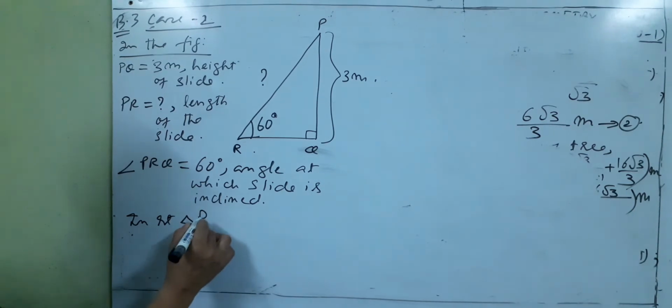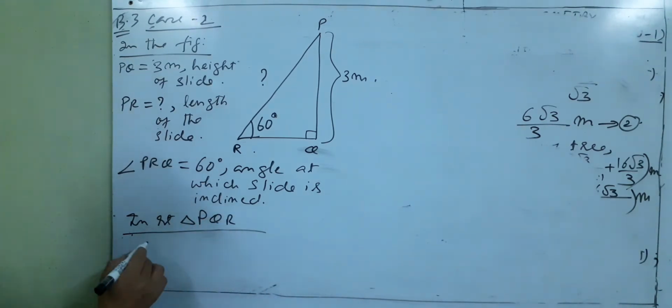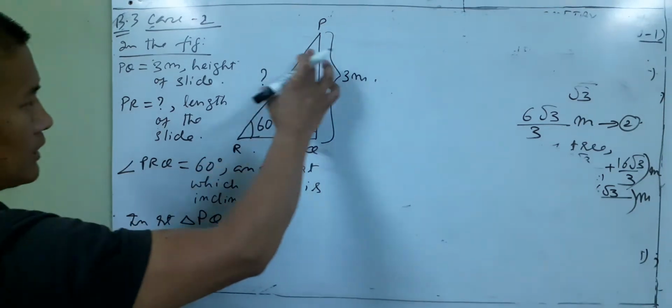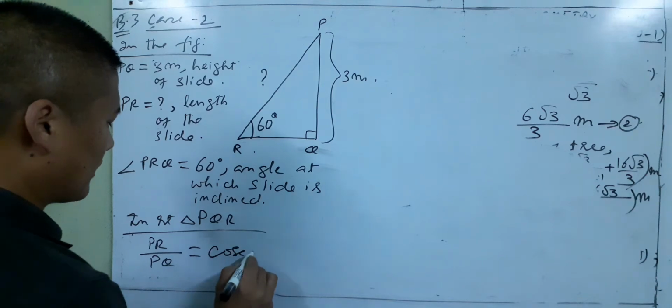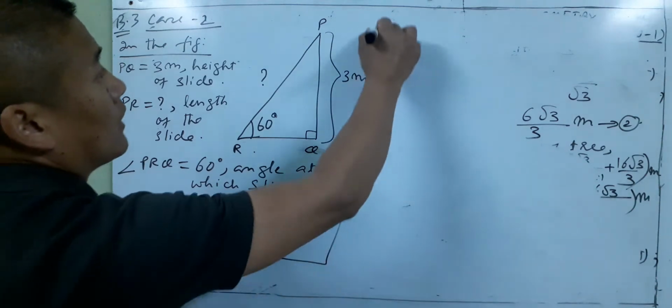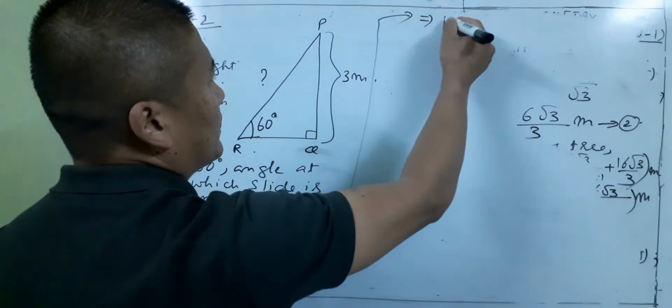So in right triangle PQR this time, the length of the slide PR by given side PQ is hypotenuse by opposite. That is again cosec, but this time the angle is 60 degrees. So as we keep on doing this, next step, PR.